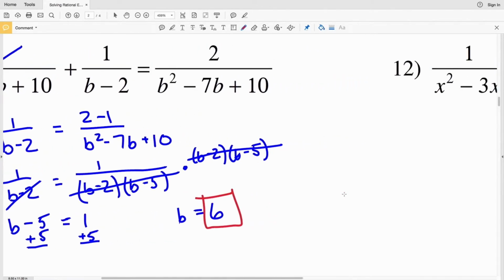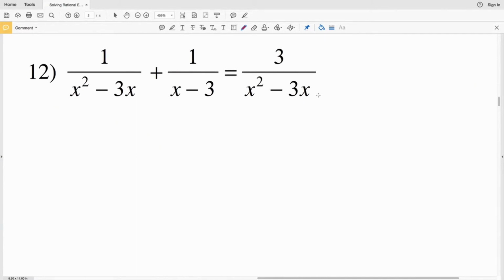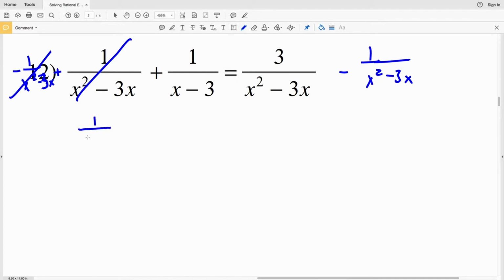Let's move on to number 12. In number 12, again, I'm going to rearrange so that we can combine similar fractions. So I'm going to start by subtracting 1 over x squared minus 3x from both sides. Doing that will leave me with 1 over x minus 3 on the left-hand side, and that's equal to 3 minus 1 all over x squared minus 3x. We have 1 over x minus 3 on the left, and that's equal to 3 minus 1, which is 2, all over x squared minus 3x.